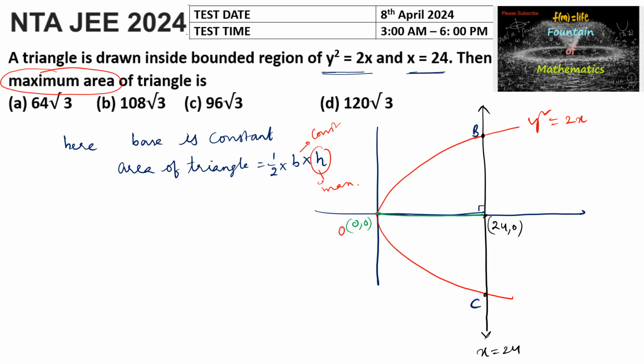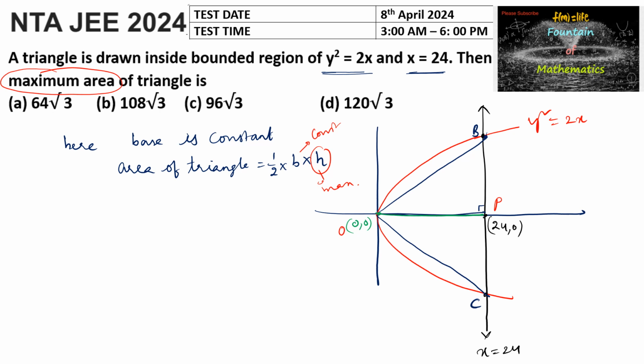Say this is O and say this is P. OP is the height, so that the triangle can be with the vertices O, B and C. Here OBC is the triangle with the base BC and height OP, that is 24 units. So let's find the B vertex.